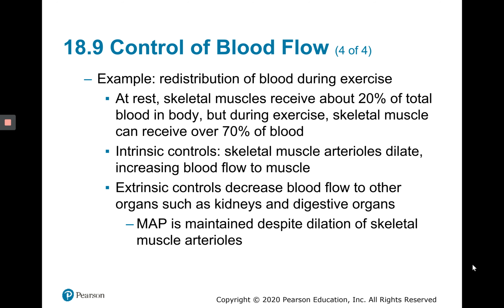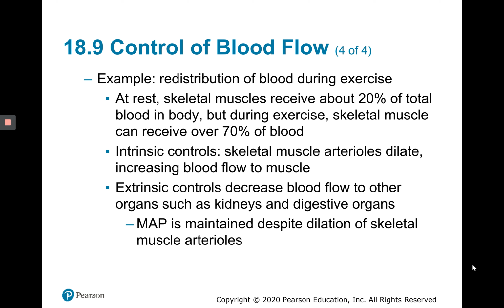Control of blood flow requires the redistribution of blood during certain activities, such as, for example, during exercise. At rest, your skeletal muscles receive only about 20% of the total blood volume in the body. But during exercise, we'll see that increase, where skeletal muscles can receive up to about 70% of the blood in the body. And this is regulated by intrinsic and extrinsic controls. The intrinsic controls are going to see skeletal muscle arterioles dilate, and that will increase blood flow to muscle. So that is going to be controlled by the skeletal muscle itself.